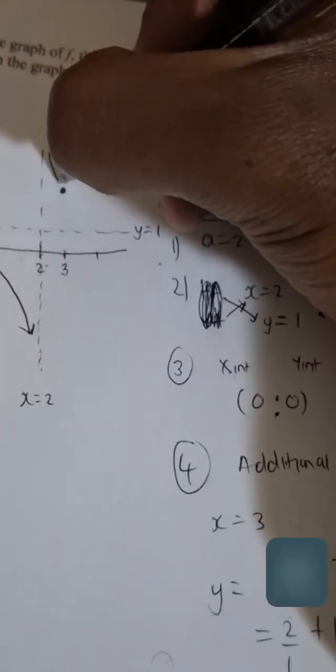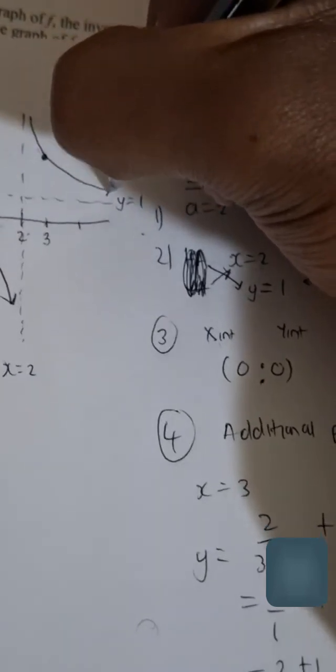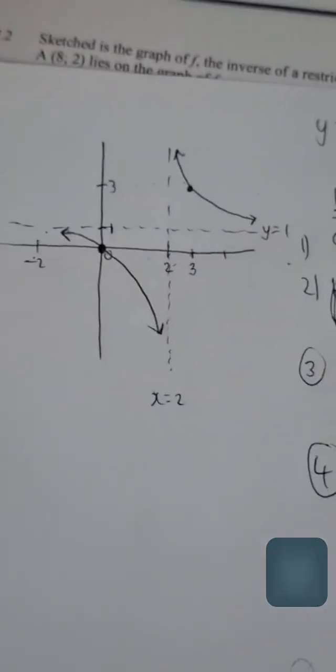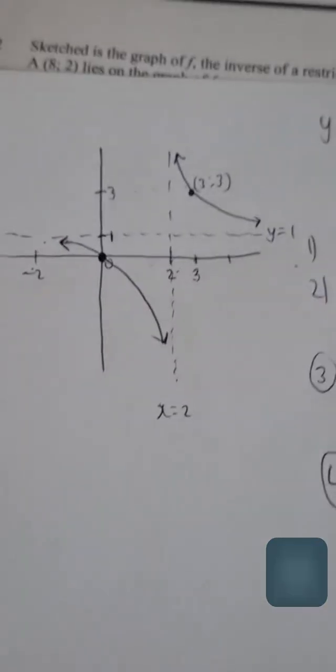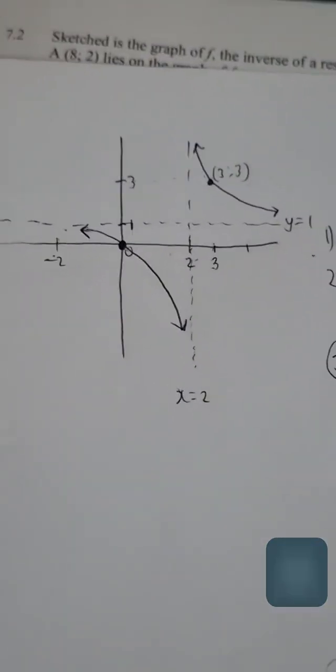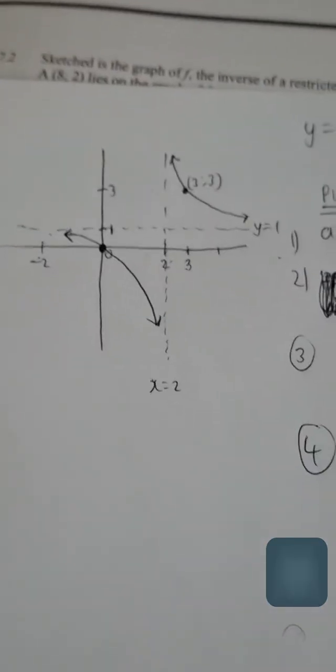So now I have a point, it's 3, 3, and at least what I can do now is use that point and sketch that arm, and then I mark that it is 3, 3. There's a point there for that arm. You see that? So there is my sketch. Sorted.